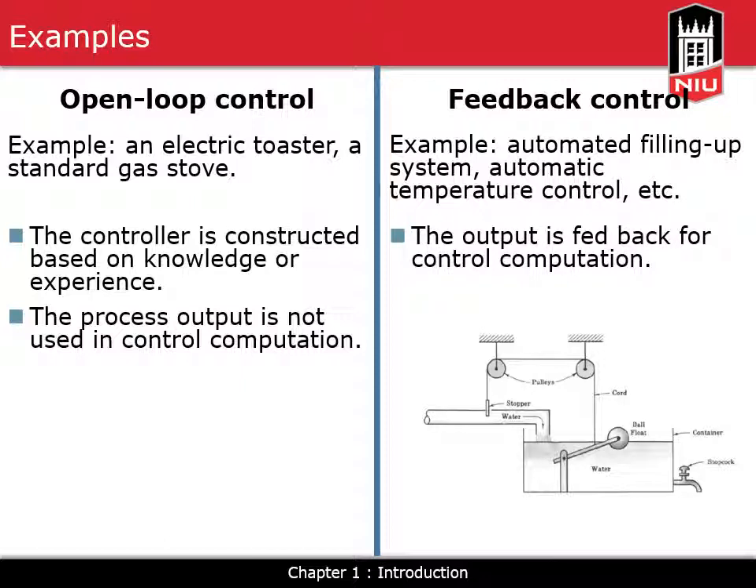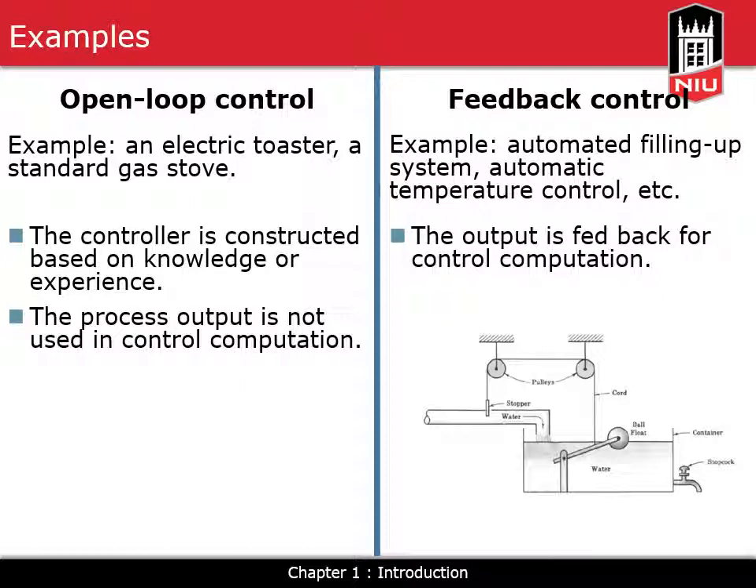The output is fed back for control computation. We talked about that. At the bottom, you see a very basic type of feedback control. There are no computers involved in there. There are no processors. There is not even an electric signal included in this example. So this is a purely mechanical type of control.